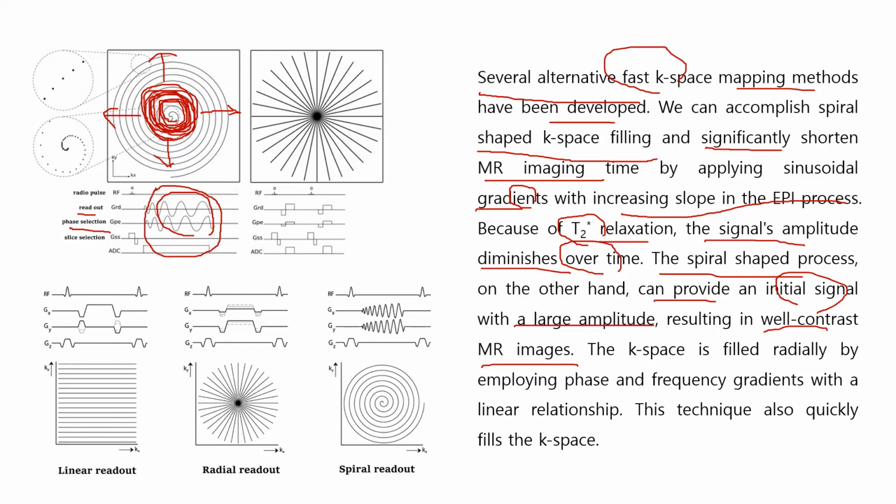The k-space is filled radially by employing phase and frequency gradients with linear relationship. So we can fill the k-space radially in this direction. This technique also quickly fills k-space. So there are various types of mapping methods. So we can use this mapping method to decrease the imaging time.